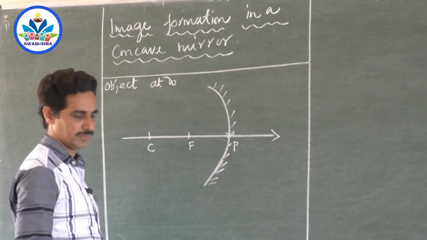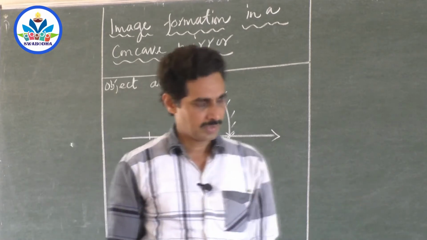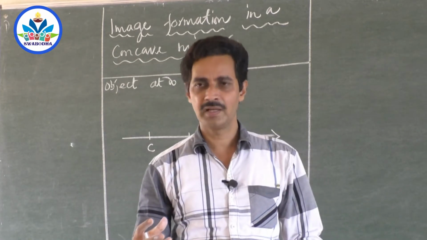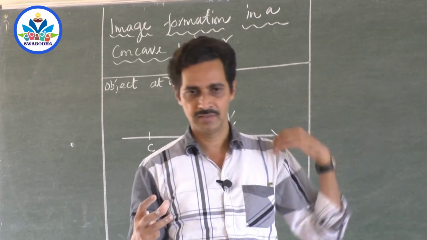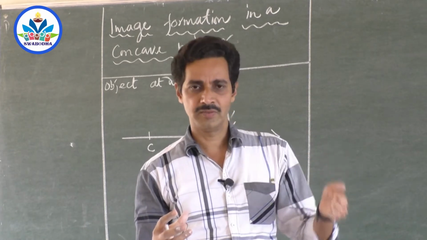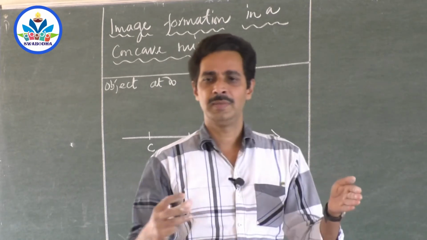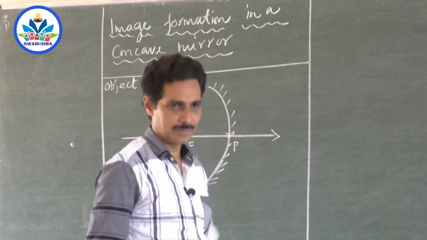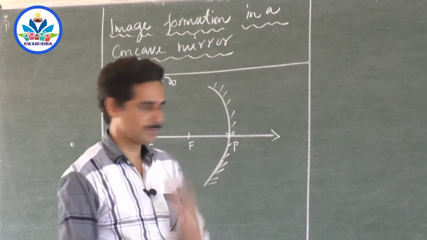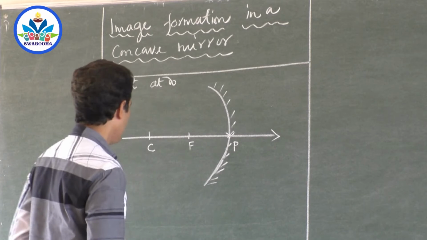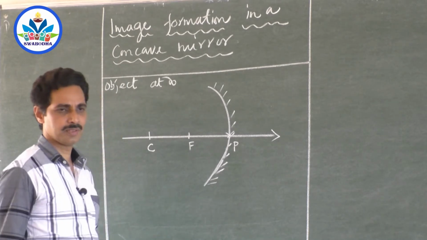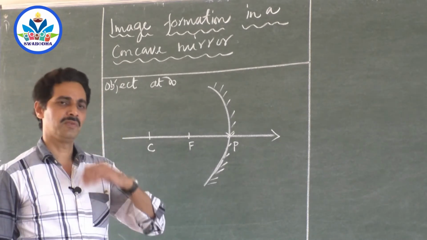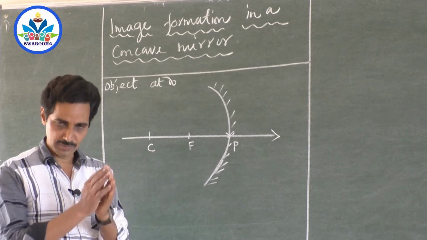What do you mean by object at infinity? That's what I showed in that experiment. I kept the mirror in front of a very far away object and tried to get an image on a white screen, and I got an image on the white screen, a very small image. Those coconut trees were looking very small. Now, how is that image formed? Very simple. The rays of light coming from a very distant object can be taken as almost parallel.